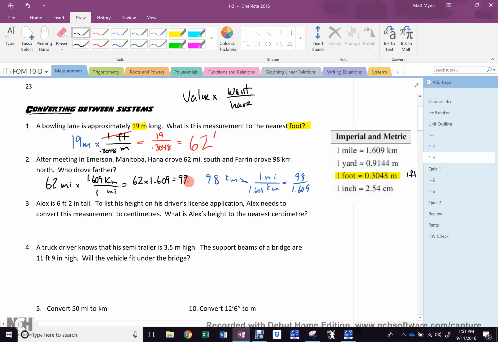99.7. And Farron only drove 98. So Hannah drove further. Is everybody with me? You see how it's the exact same thing if we're between systems or inside of systems. The math is one step. The only thing that's difficult is if I were to make you memorize this. Am I making you memorize it? No, it's all on your chart. Go. And don't bring your phone out again in my class or it's mine.